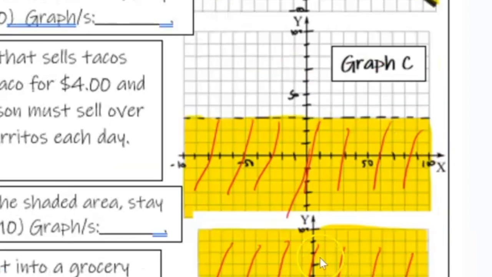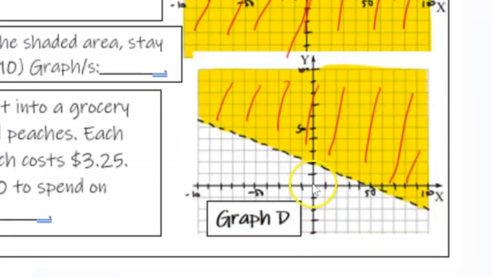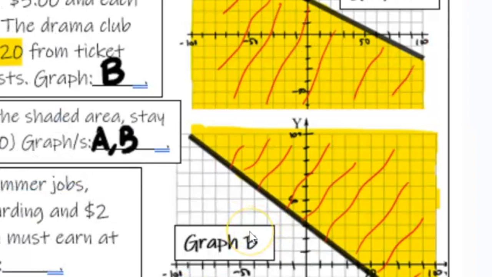All right, looking at C. 10, 20, 30. Okay, this is a dotted line. Can I have this as a solution? No. All right, here's another one. 10, 20, 30. So I'm not on the dotted line, but I am where it is shaded. So is this a solution? Yes. So graphs A, B, and D will be my solutions.